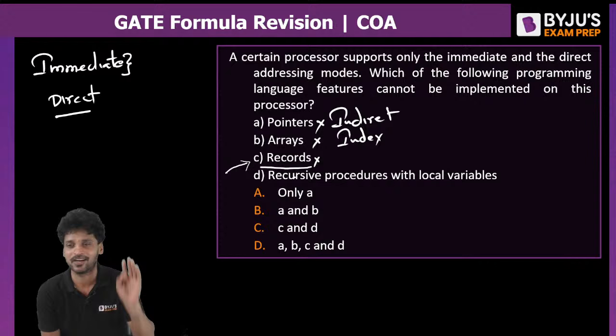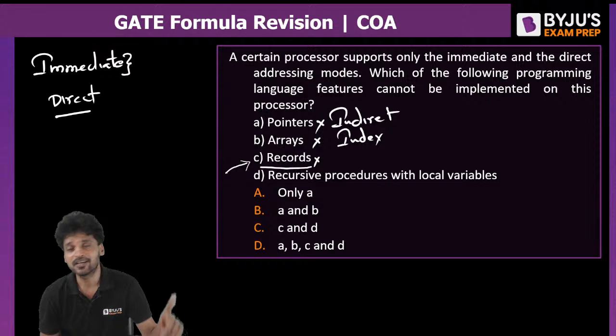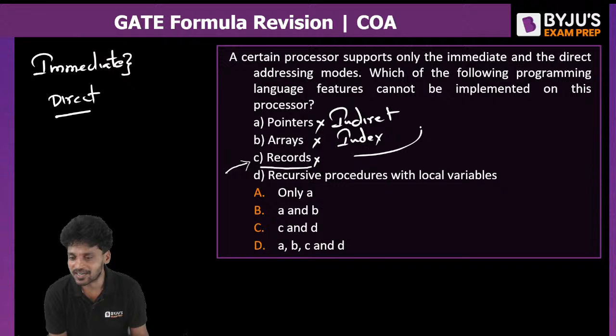Is it possible to implement a record without an indirect addressing mode? No, it is not possible. Data structures are tightly coupled to pointers. So records can never be implemented without a pointer, without an indirect addressing mode. So records require indirect addressing mode, and records also are not possible otherwise. The next thing is recursive procedures with local variables. Forget about recursive procedures for now; I can't explain them right now because it is lengthy.